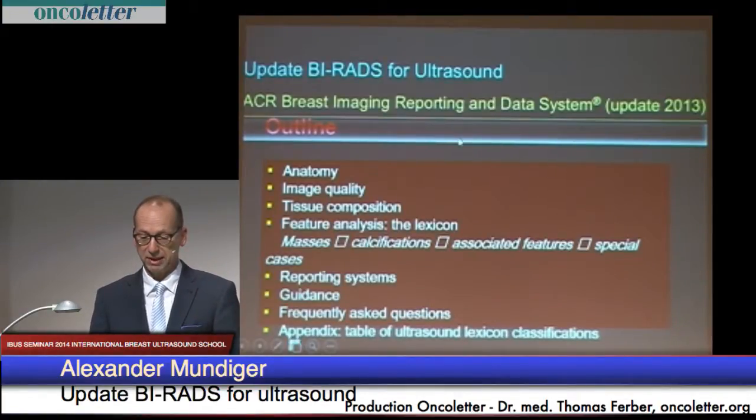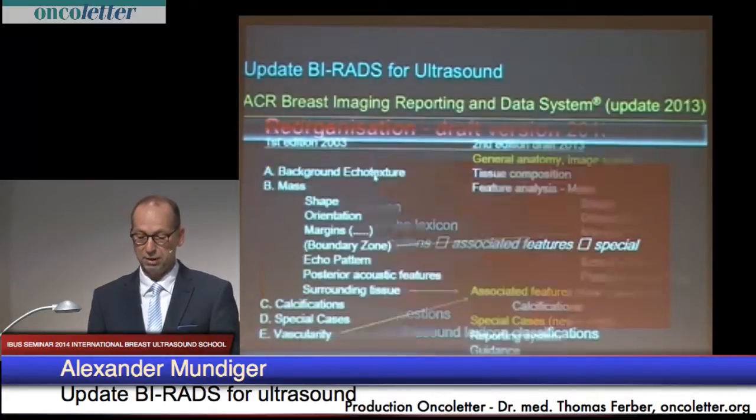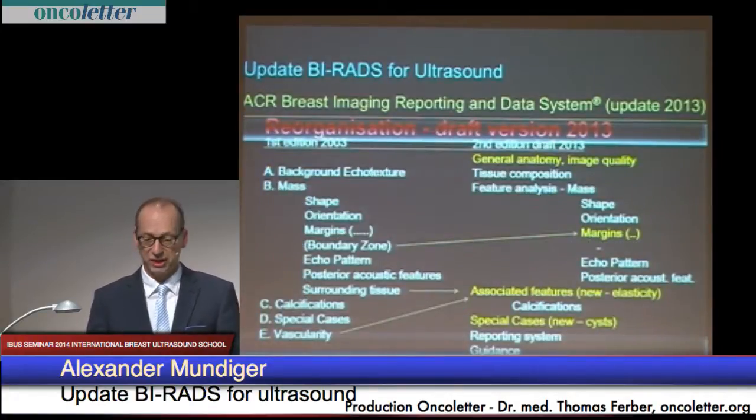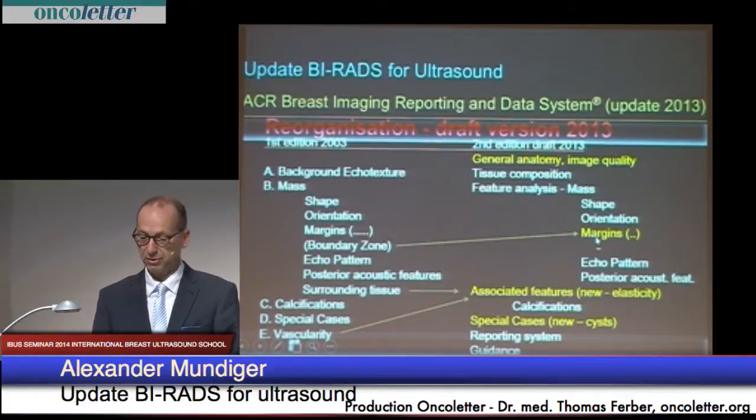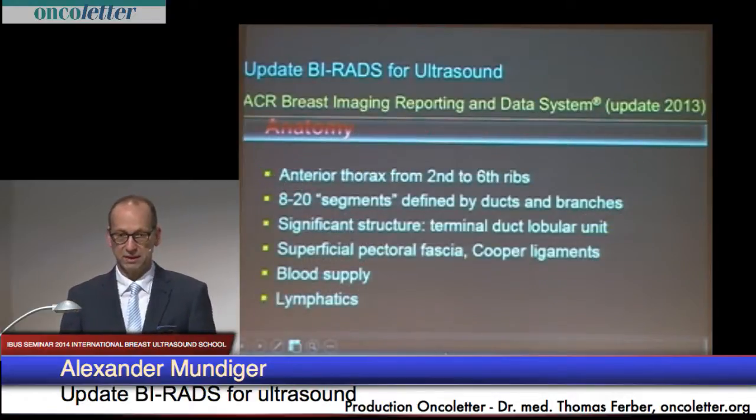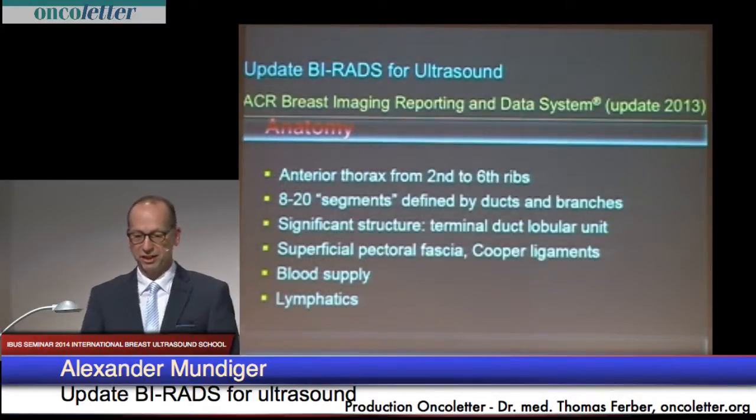My outline is to give you the idea of what will happen in the new BI-RADS. These are the major chapters that are part of BI-RADS and what has changed compared to the last version. We have a similar outline, however, for example, the boundary zone is now in the margins chapter or feature, and we have the surrounding tissue now in associated features, and some topics of the special cases have changed.